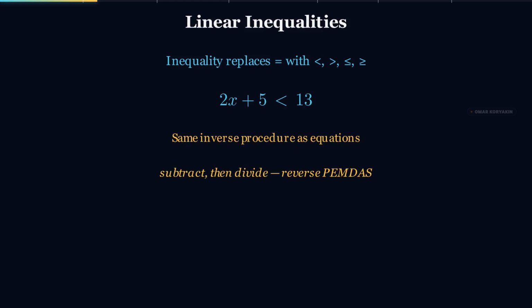Here is the solving procedure. Apply the inverse of any addition or subtraction first to both sides, exactly as you would for an equation. Apply the inverse of any multiplication or division next to both sides. The reverse PMDS order from Lesson 2 carries over without modification. The both sides discipline carries over without modification. Almost everything you know about equation solving transfers directly into inequality solving.